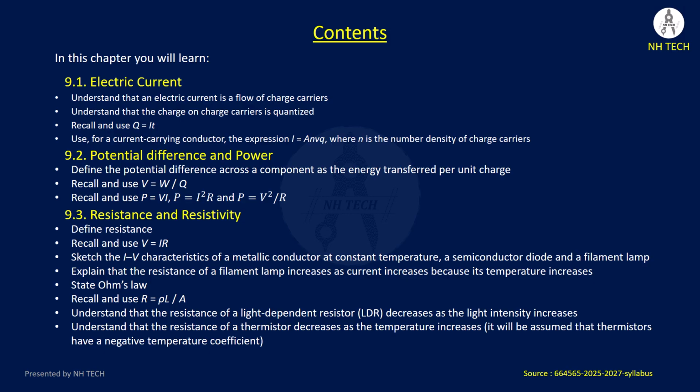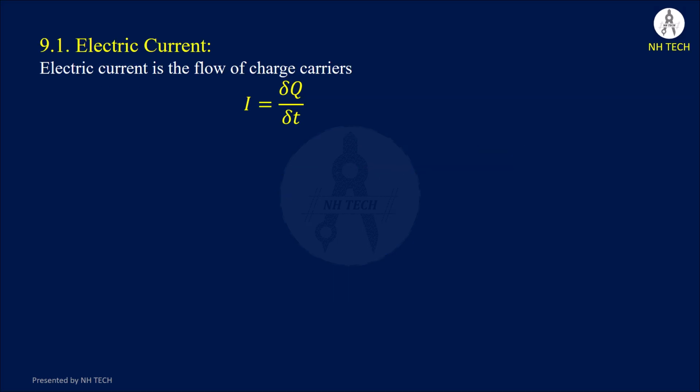First, we will cover electric current, then potential difference, power, and in the third part of the chapter we will discuss resistance and resistivity, and in the last part of the video, we will solve some past paper questions for practice. And if we talk about electric current, then electric current is basically the flow of charge carriers.